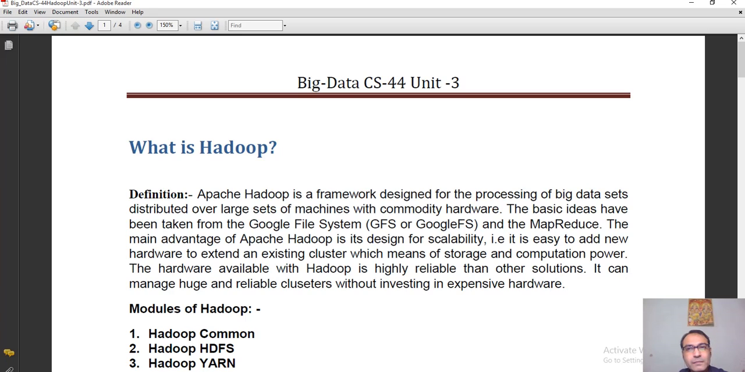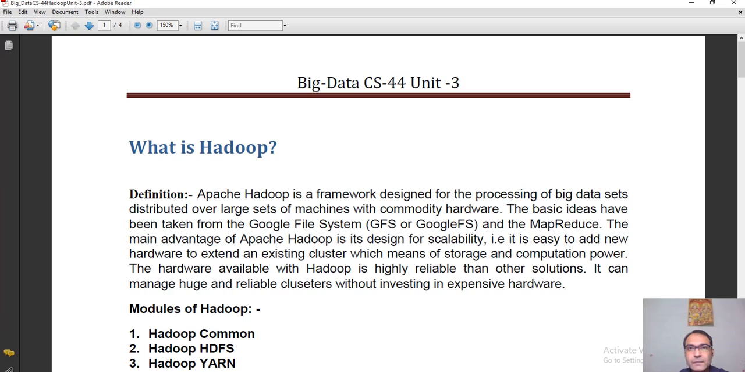This unit describes the architecture of Hadoop, the working principle of Hadoop and its file system. Hadoop is basically based on the Java platform. So Hadoop follows the Java architecture and a lot of Java libraries.